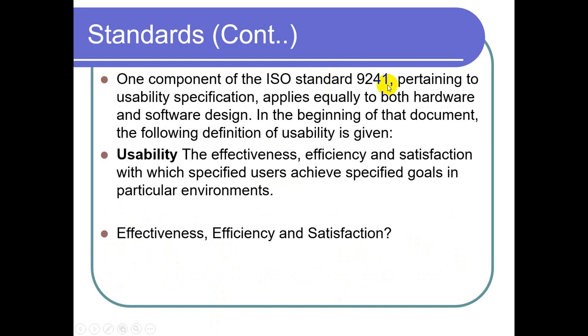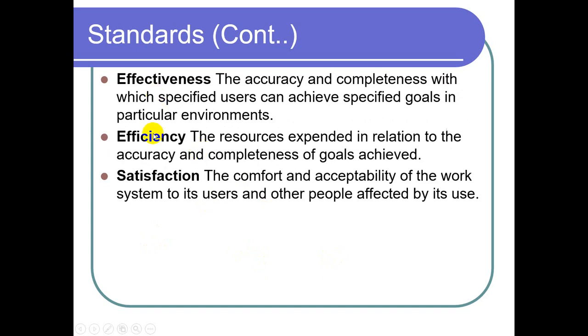One component of ISO standard 9241 that we have studied already, right, pertaining to the usability specification, applies equally to both hardware and software design. In the beginning of that document, the following definition of usability is given: the effectiveness, efficiency, and satisfaction with which specified users achieve specified goals in a particular environment. So now the question is about effectiveness, efficiency, and satisfaction. Now it describes them. Effectiveness is the accuracy and completeness with which specified users can achieve specified goals in a particular environment. What is efficiency then? The resources expended in relation to the accuracy and completeness of goals achieved. This is efficiency. Then what is satisfaction? The comfort and acceptability of the work system to its users and other people affected by its use.